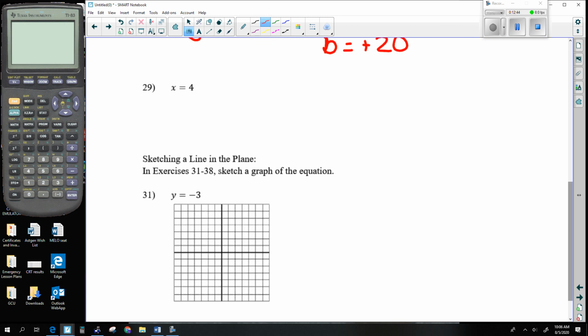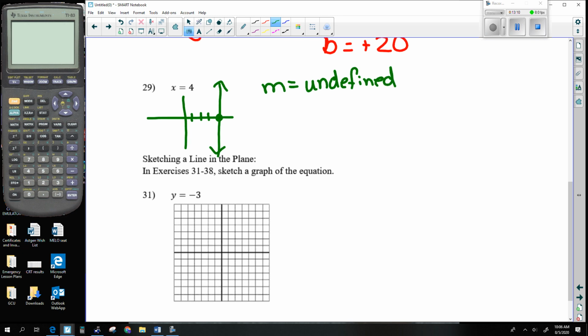Number 29, again, this is an undefined slope. Okay, so what this picture would look like, just go where x is equal to 4: 1, 2, 3, 4. So there's x equal to 4, and this is an undefined slope. I know that the slope is undefined because it has no run.